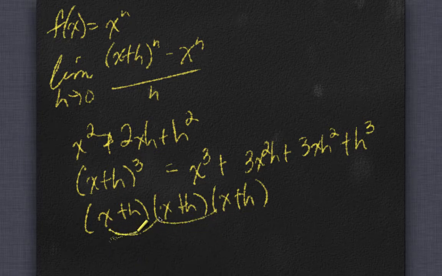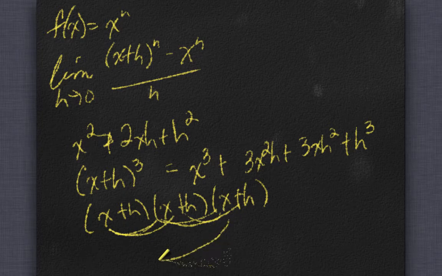I could have gotten xxh, that's an x squared h. I could have gotten xhx, that's an x squared h. Or I could have gotten, well, now I don't remember which one I've already said. I could have these two x's and this h, or these two x's and this h, or these two x's and this h. So there are three different ways I can pick two x's and one h.